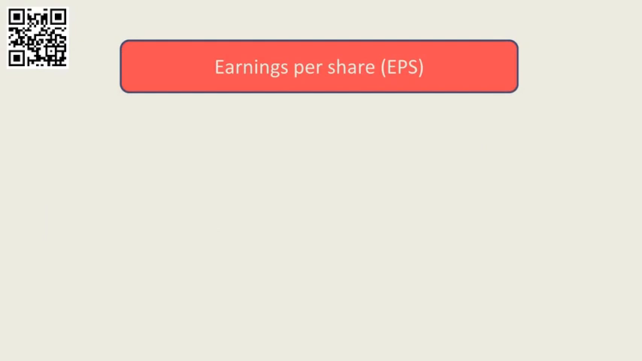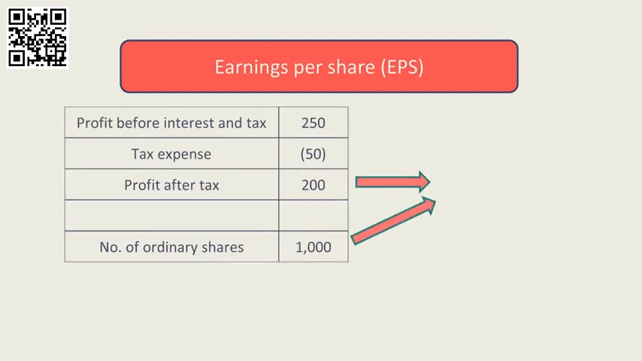EPS is a measure that relates profitability to the shareholder. It is calculated as profit after tax and preference dividends divided by the weighted average number of ordinary shares in issue for the period. Essentially, it looks at what is potentially available for the ordinary shareholder after deducting all liabilities and converts that to a profit value per share.